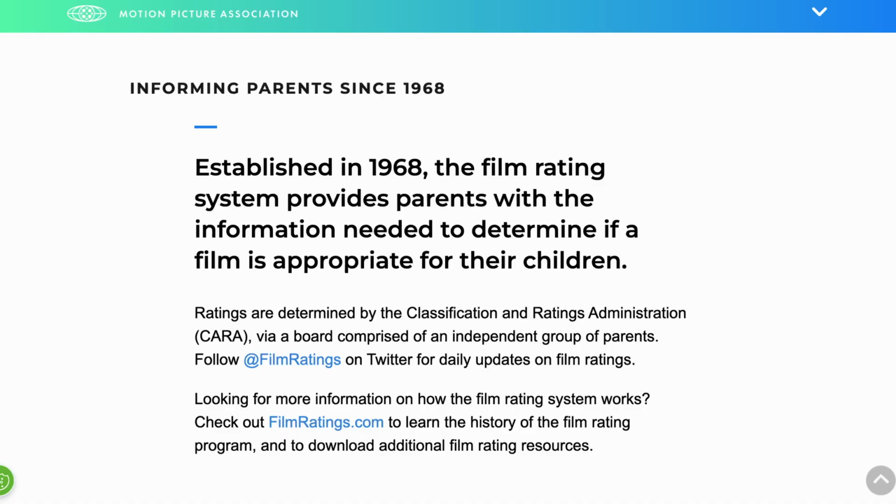Do you know how the MPA films are rated? Which I think is going to really explain why there seems to be a discrepancy. This is where it gets interesting and a little weird. Right on the website, it says ratings are determined by the Classification and Ratings Administration, CARA, via a board comprised of an independent group of parents.